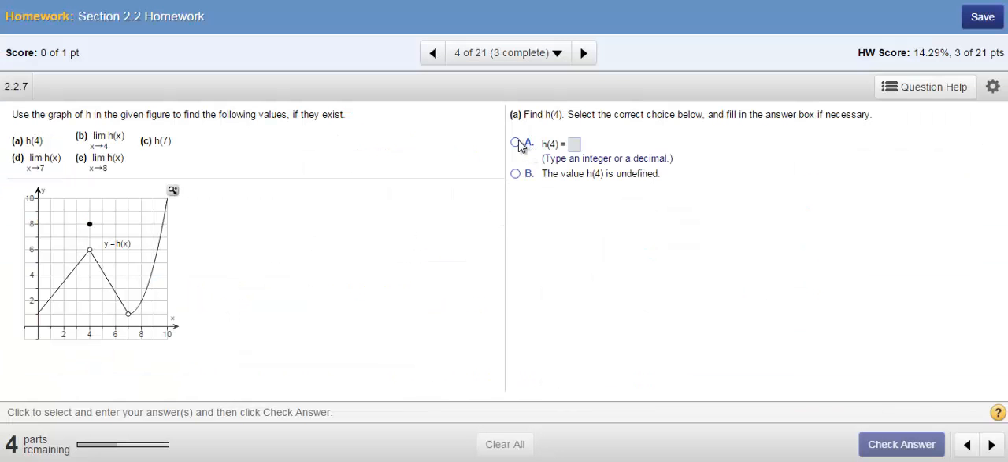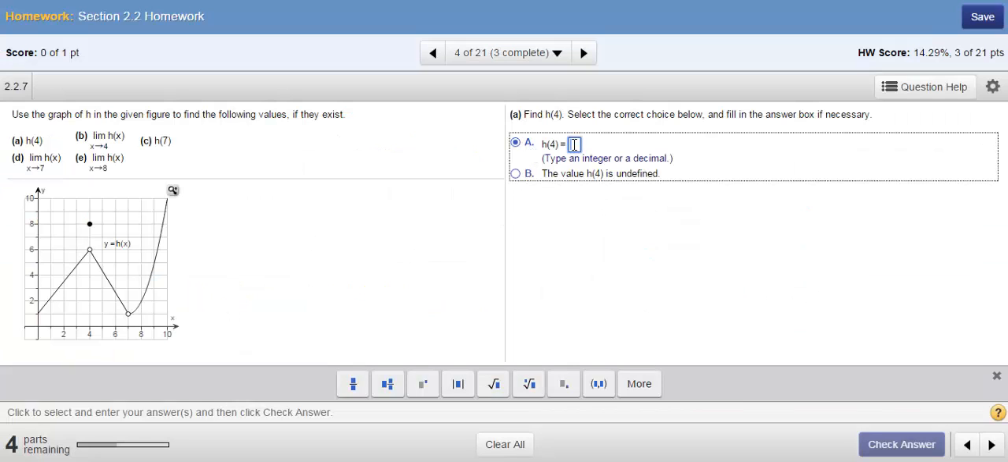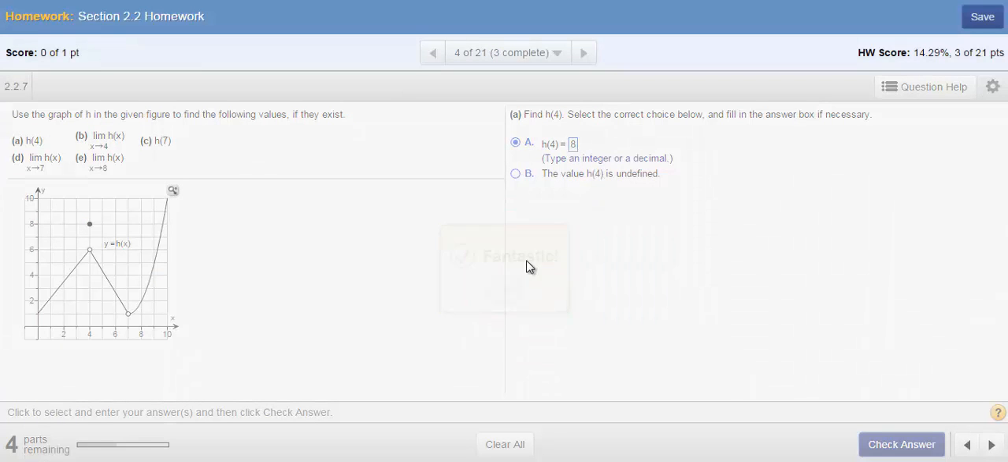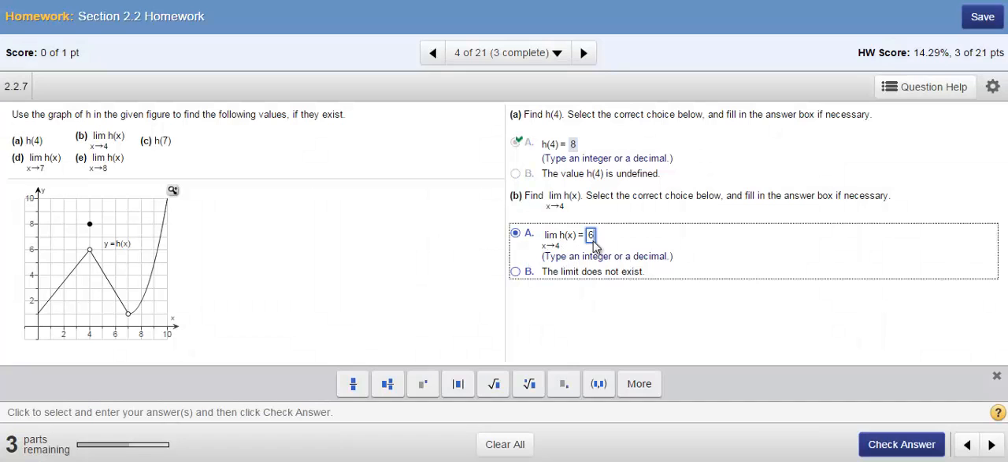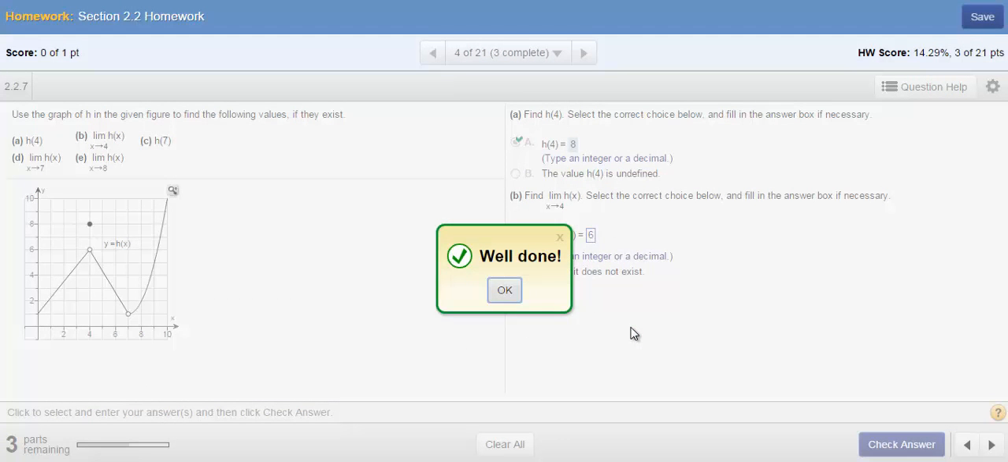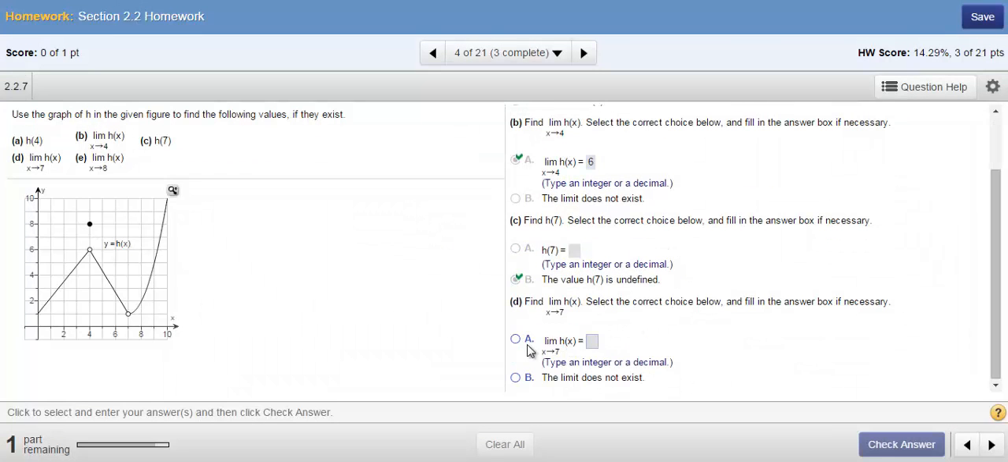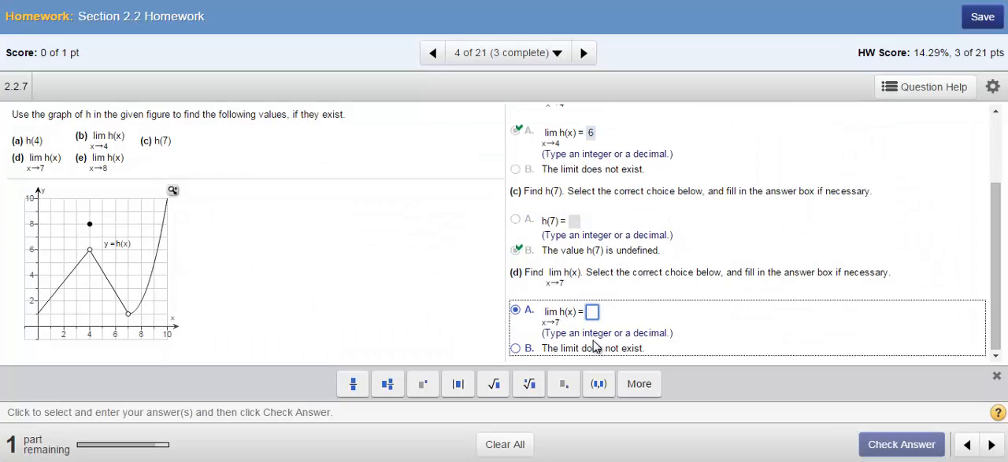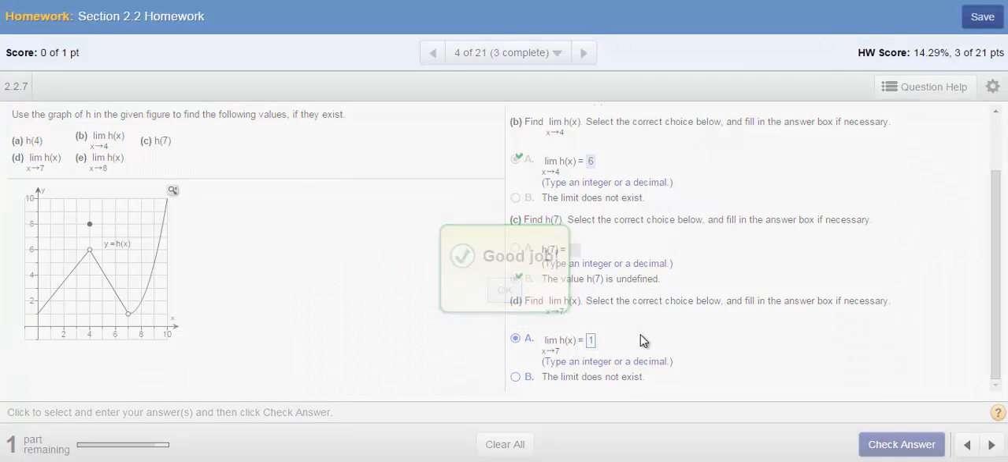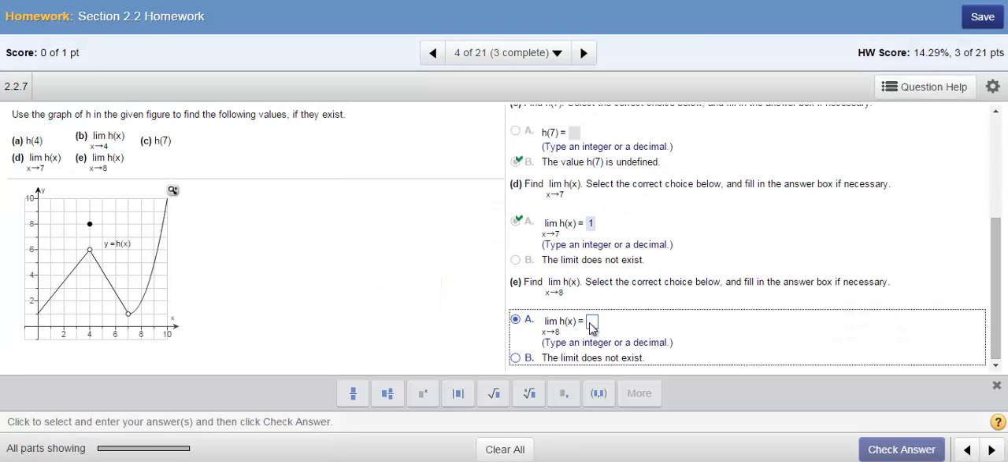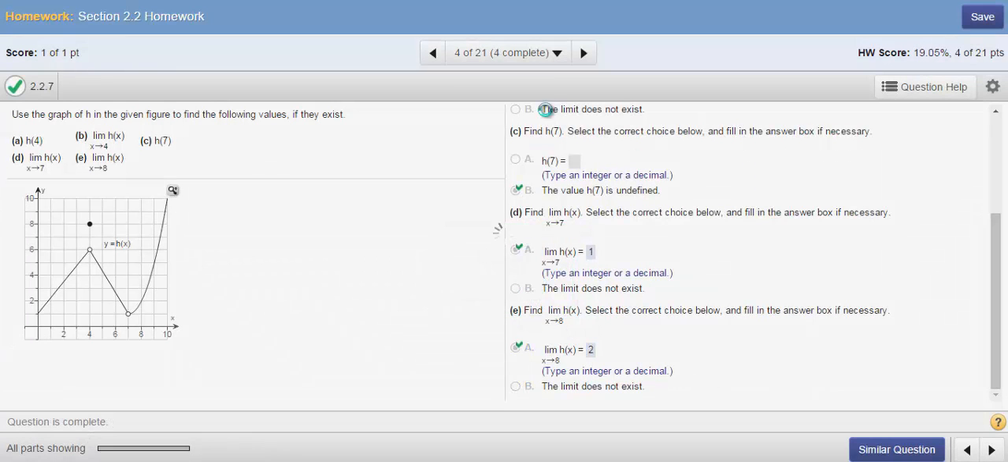All right, so let's see. What did we say h of 4 equaled? 8. Fantastic. And then the limit was 6. Well done. h of 7 is undefined, but the limit was equal to 1 because it approached 1 on either side. And then at 8, everything worked out fine and it approached 2. All right.